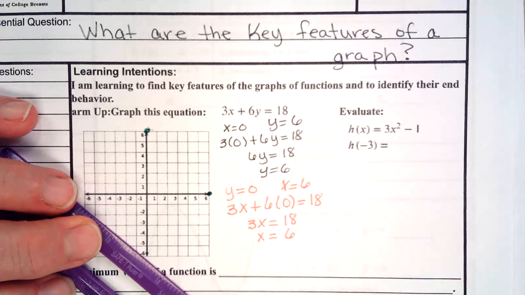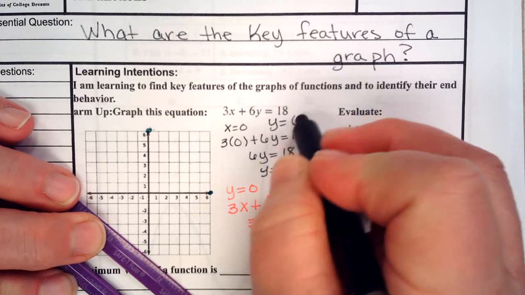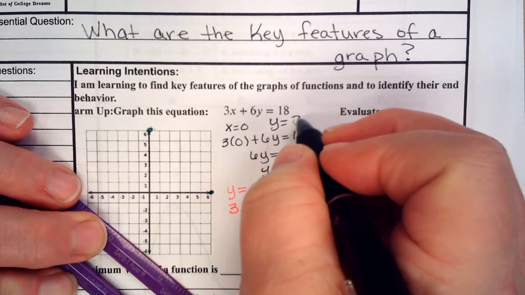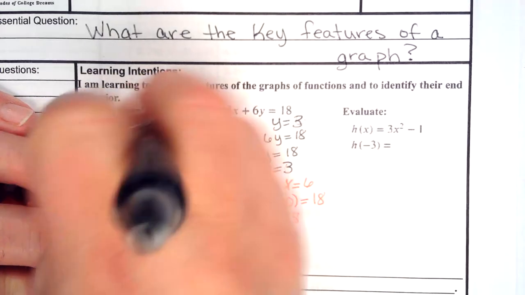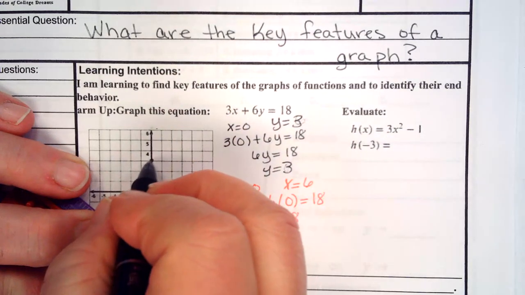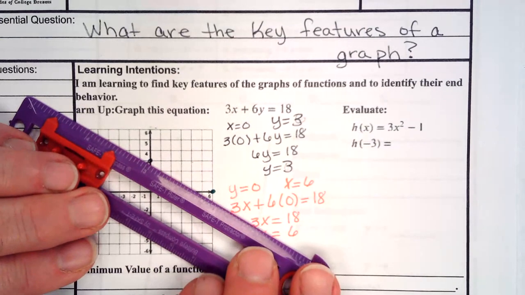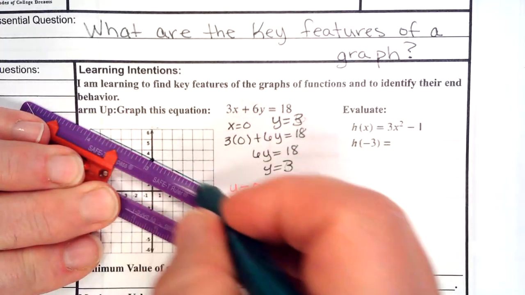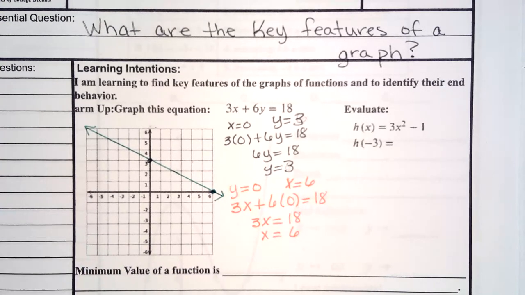Oh, this should be 3, not 6. So 18 divided by 6 is 3. I knew that did not look right. And that is my graph.